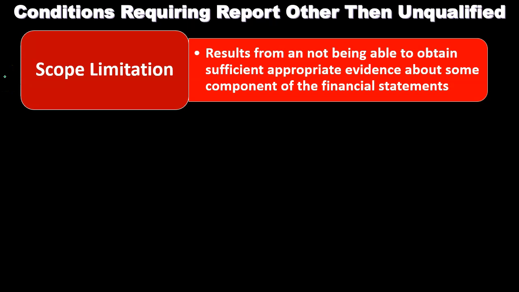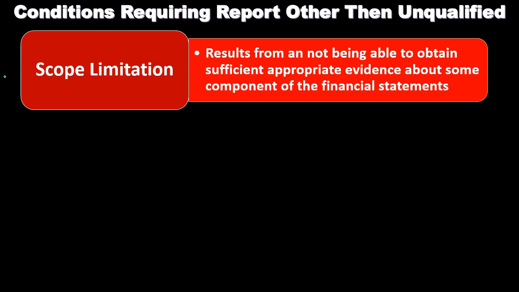Conditions required for a report other than unqualified. A scope limitation, you'll recall, is one of those types of conditions that may cause us to issue a report other than an unqualified standard report. It results from not being able to obtain sufficient appropriate evidence about some component of the financial statements. We couldn't get the information on some significant component.